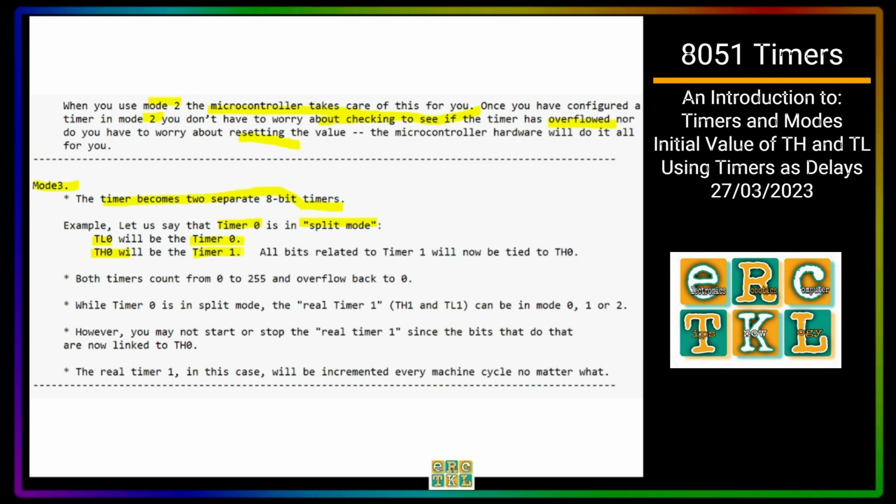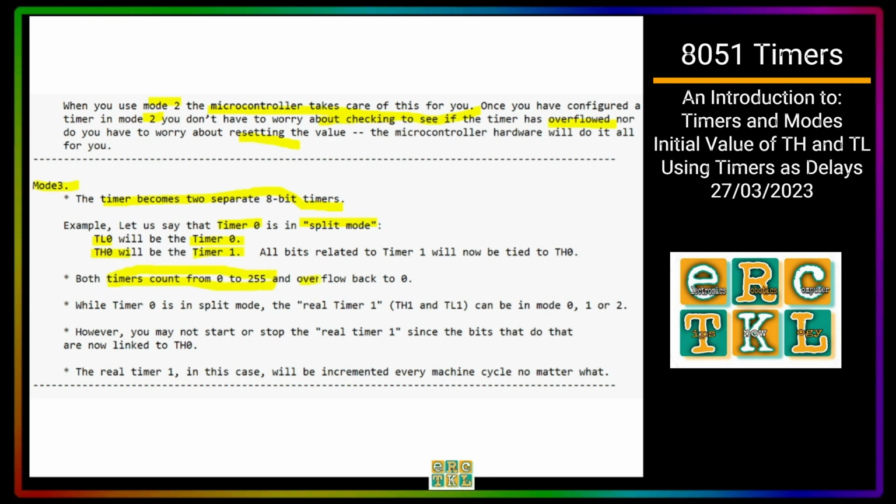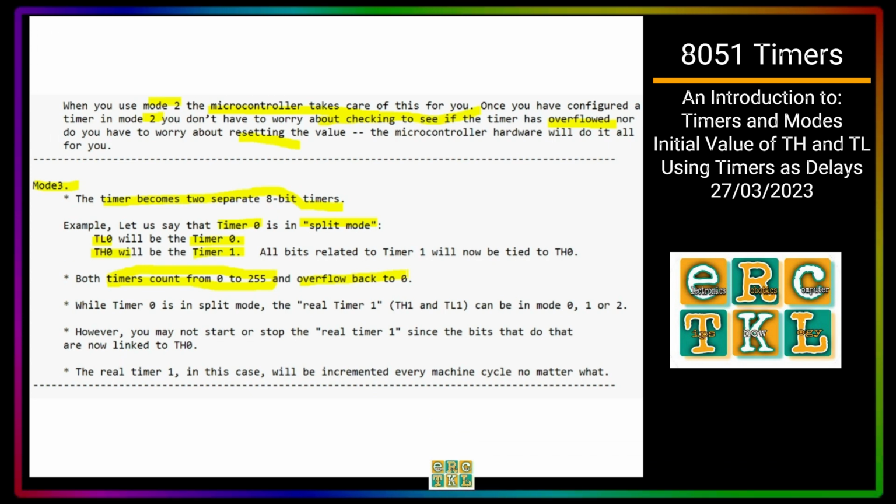You understand? Okay. Now, both the timers will count from 0 to 255. All right? And when it reaches 255, what will happen? Overflow to 0. Understood? Timer 0 and timer 1 will count from 0 to 255 and it will overflow back to 0. Clear? Same as mode 0 and mode 1.